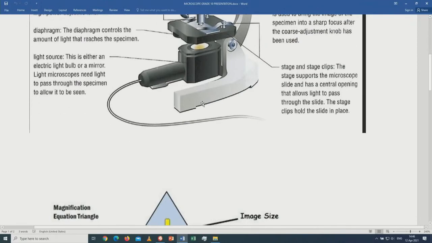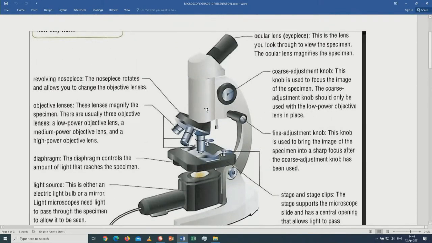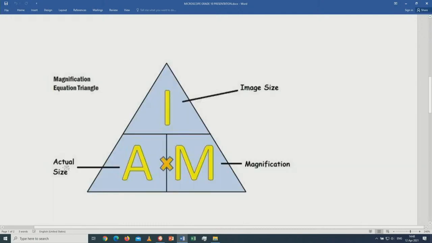So coming to the calculations. Sometimes you'll be asked to calculate the magnification. When you are asked to calculate the magnification, you take the size of the eyepiece. They are of different sizes. You have an eyepiece of size 10, and then you multiply that by the size of the objective lens. Objective lenses, as I said, are of different sizes. So if this objective lens has the size of 10, then we have the size of the specimen, and then we have magnification.